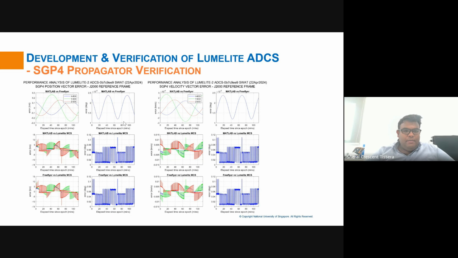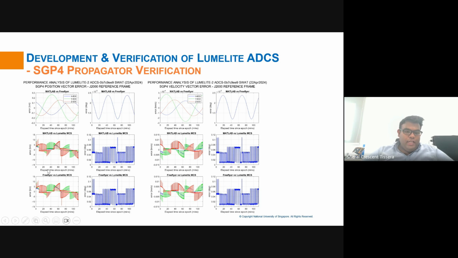We have the SGP4 position vector verification. On the left, you have the position, and on the right, you have the velocity vector verification. So we verify our MATLAB algorithms against a commercial software called FreeFlyer. And as you can see from the results, we have an orbit positioning error of less than 0.5 kilometer.